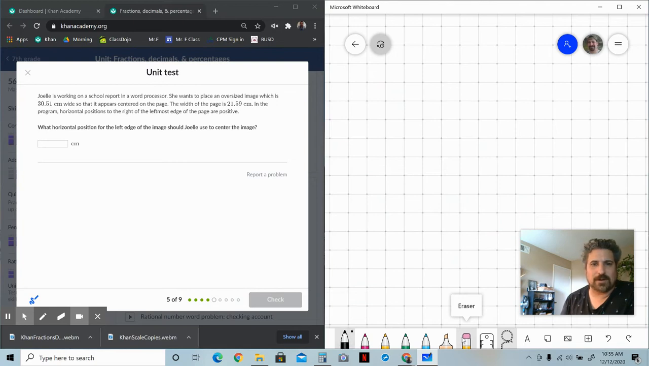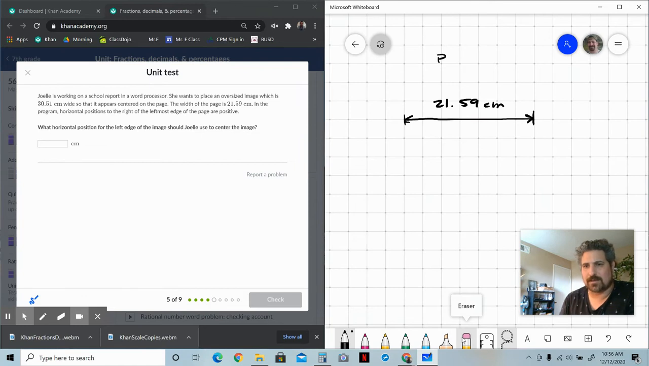So this is a very fancy one. Let's see what we can get into on this one. It says Joelle is working on a school report in a word processor. She wants to place an oversized image, which is 30.51 centimeters wide, so that it appears centered on the page. So the image is actually wider than the page. This is a really weird problem. I don't know why this problem is in it. That's fine. So 21.59 centimeters is the width of the page.